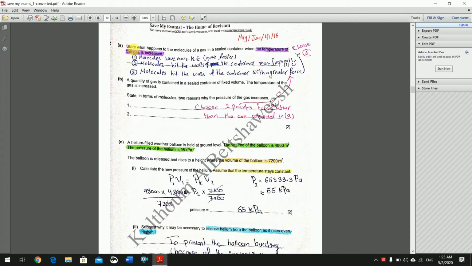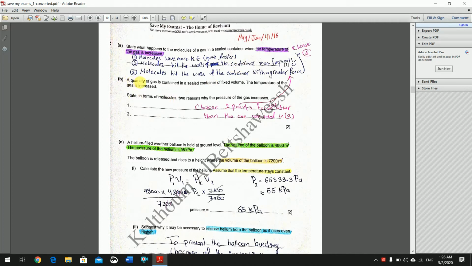Okay. So, state what happens to the molecules of a gas in a sealed container, sealed which means closed, when the temperature of the gas is increased. So here, if we increase the temperature, the molecules will have more kinetic energy, so they will move faster. They will hit the walls of the container more frequently, more collisions will happen, and since there are more collisions, we will have a change in momentum, which will give us a greater force. So here we only have to choose 1 point for this question.